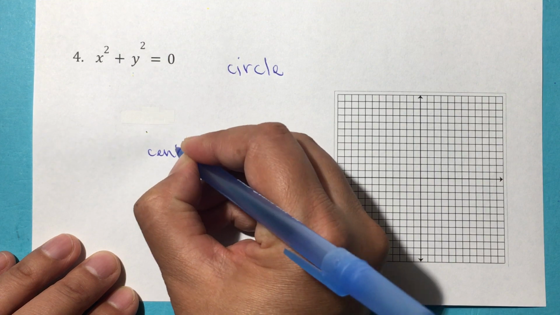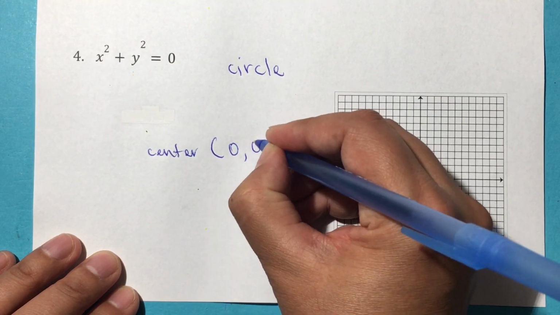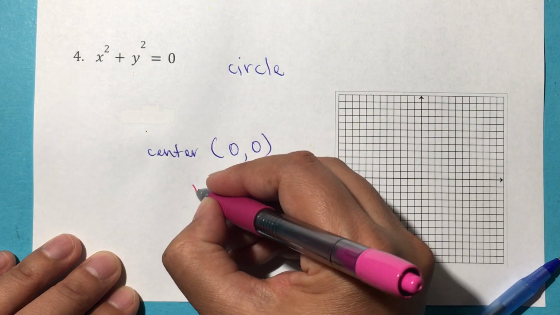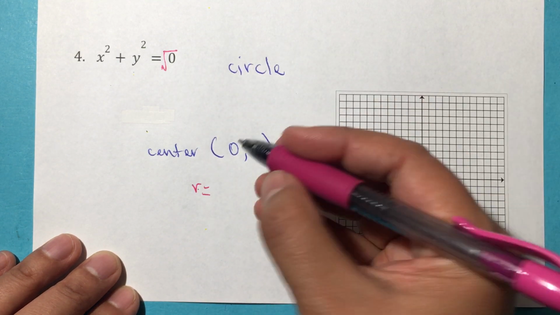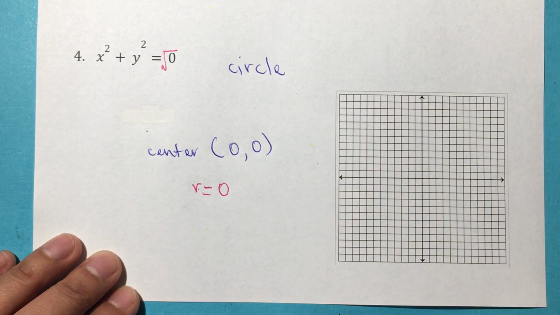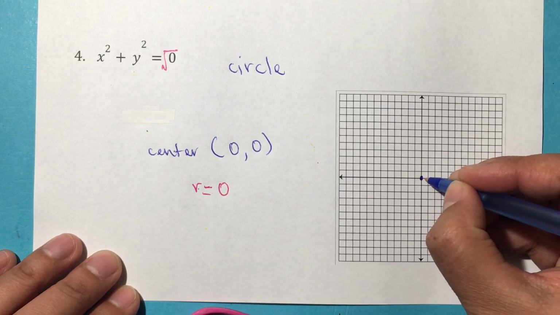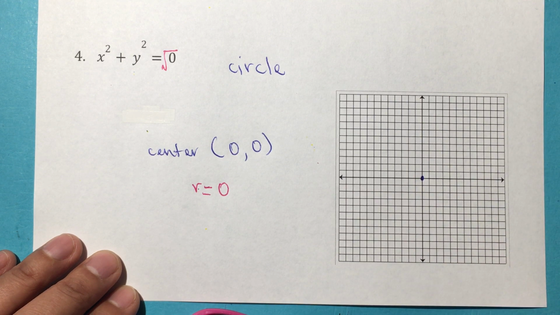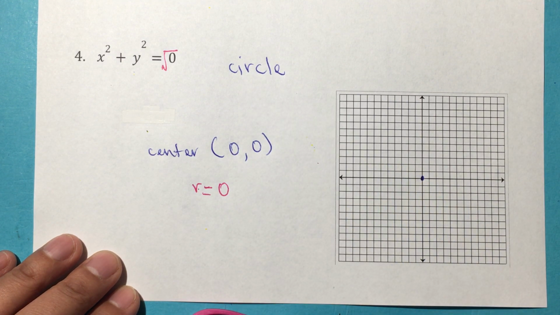And the center is at 0, 0 again, because nothing is being added or subtracted. And the radius will be the square root of the answer, which is the square root of 0, is 0. So my center is at 0, 0. But then it doesn't go anywhere because the radius is 0. So basically we end up with not a circle, but rather just a point.